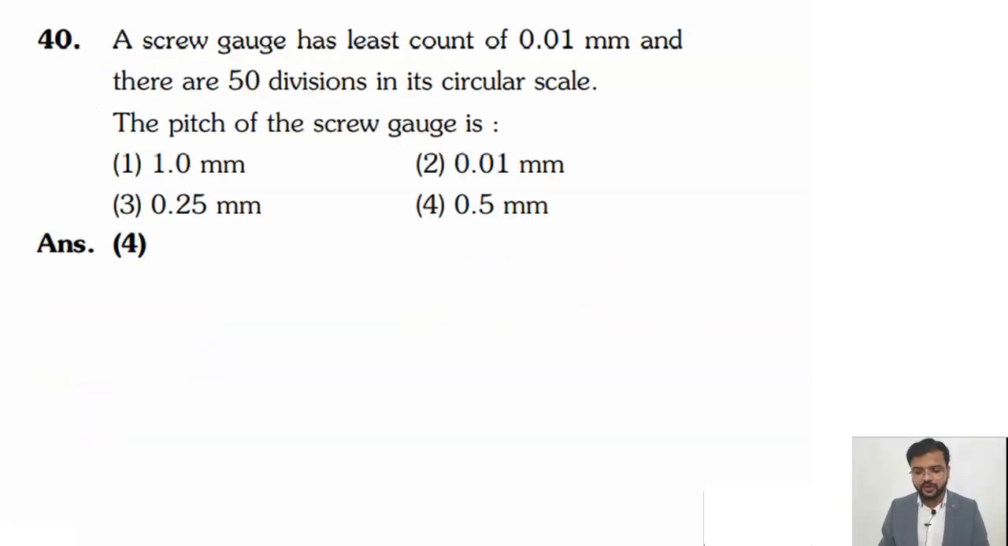The next question is: a screw gauge has a least count of 0.01 mm and there are 50 divisions on the circular scale. The pitch of the screw gauge is. Let's see what the answer is. We know that pitch is being asked, and pitch equals least count into number of divisions.